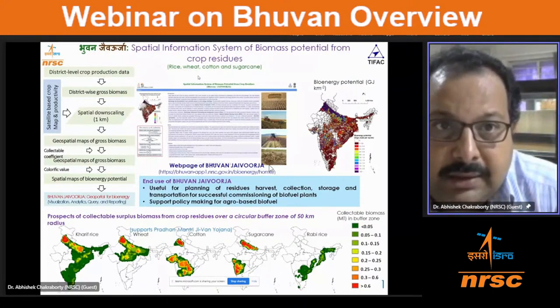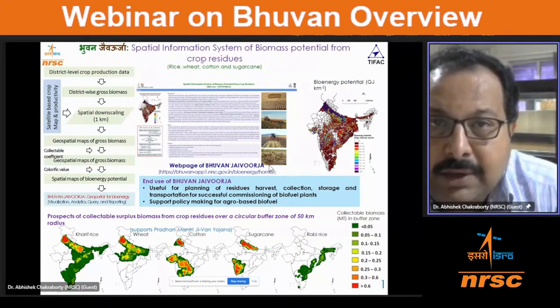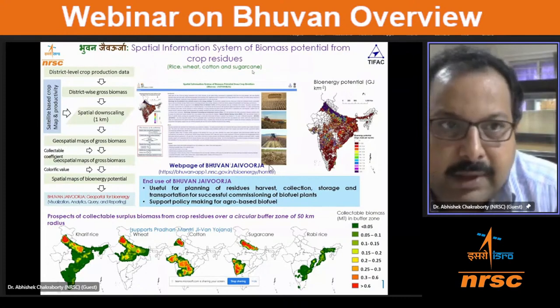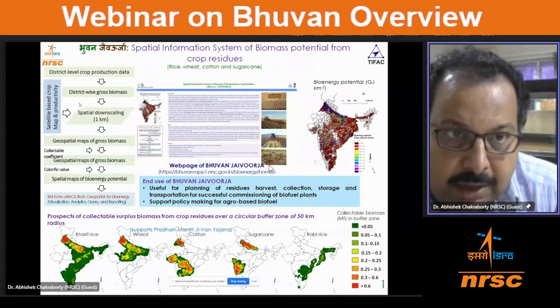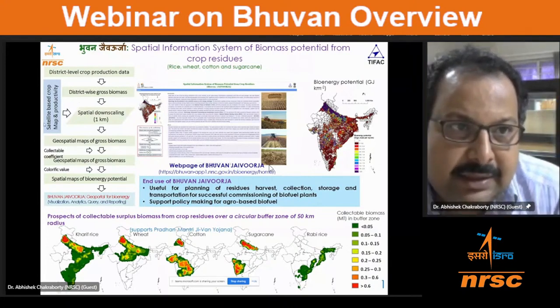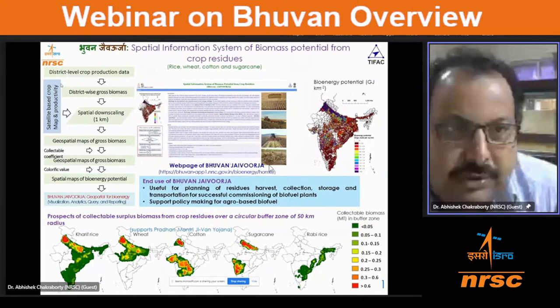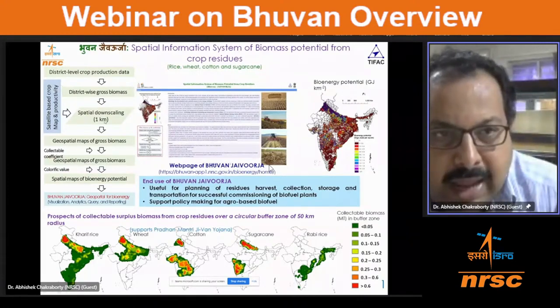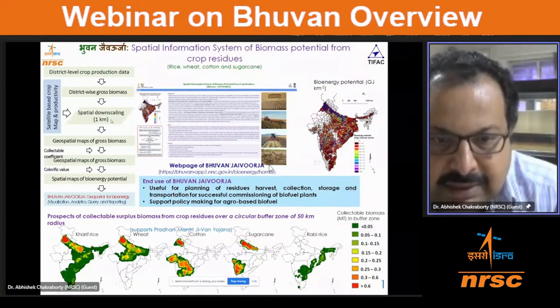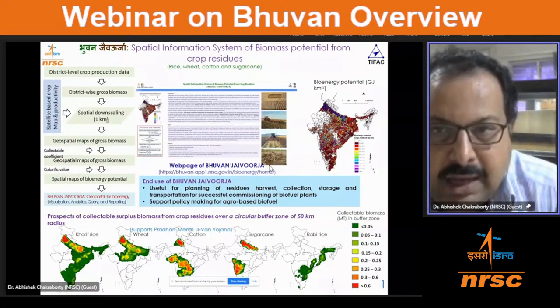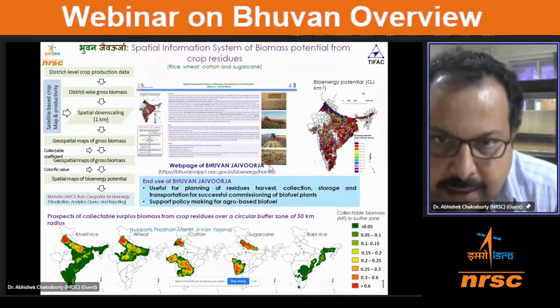So what we have done is that at all India level, we have mapped the biomass potential from crop residue for rice, wheat, cotton and sugarcane. We followed a protocol where the district level crop statistics are converted into district level gross biomass, and using satellite based different proxies, we downscale it to 1 kilometer level. So what we have right now is, at 1 kilometer by 1 kilometer level, the total biomass generated by a particular crop, these four crops of course, and the surplus, meaning after utilization, how much is being left in the field.